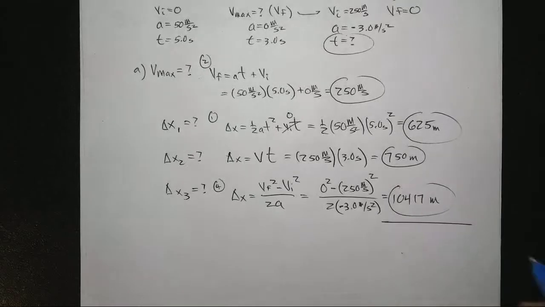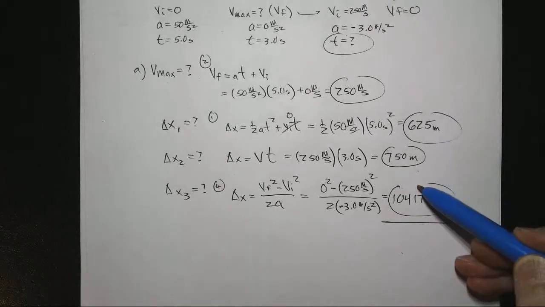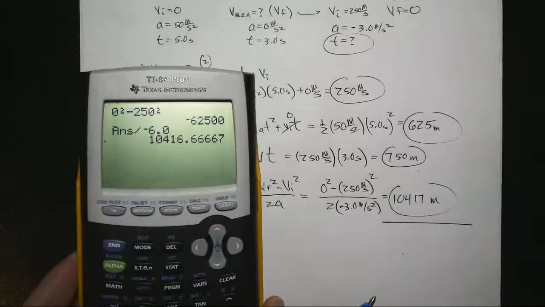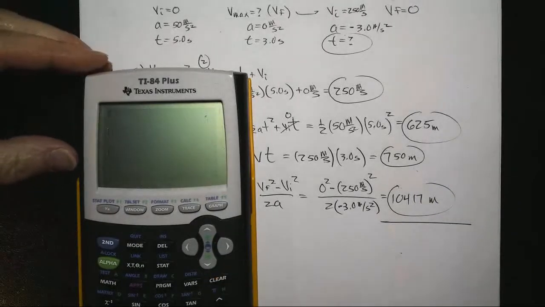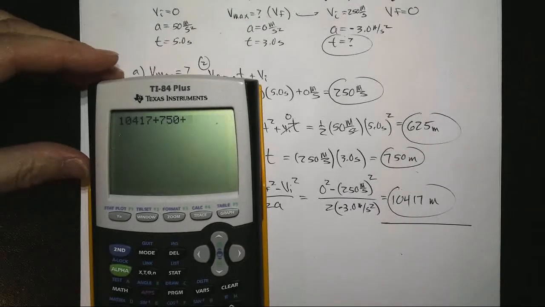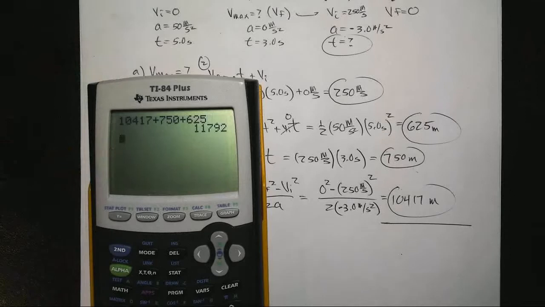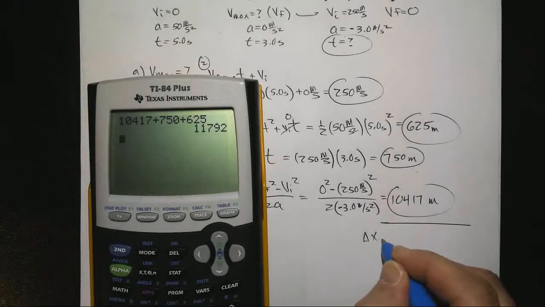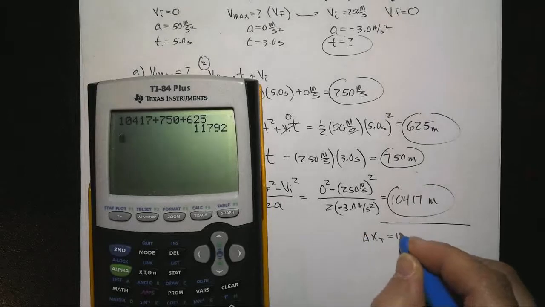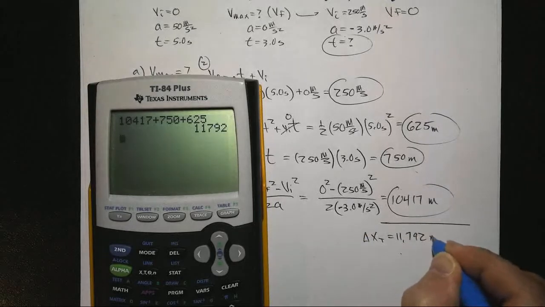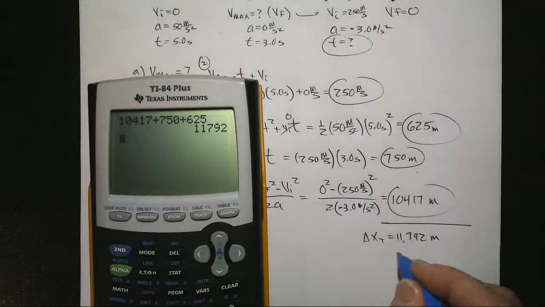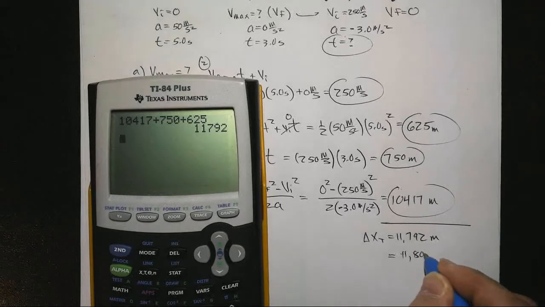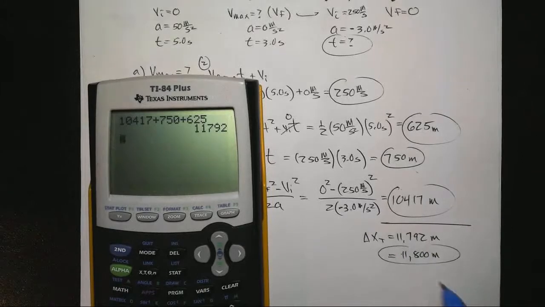So we're going to have to add up delta x1 plus delta x2 plus delta x3. So we'll take 1,417 plus 750, and then also plus 625. We get a grand total of 11,000. So delta xt, the sum of all the 3 displacements, is 11,792 meters. That rounds to 3 sig figs to 11,800 meters. Okay, well, that seems like a pretty long distance.